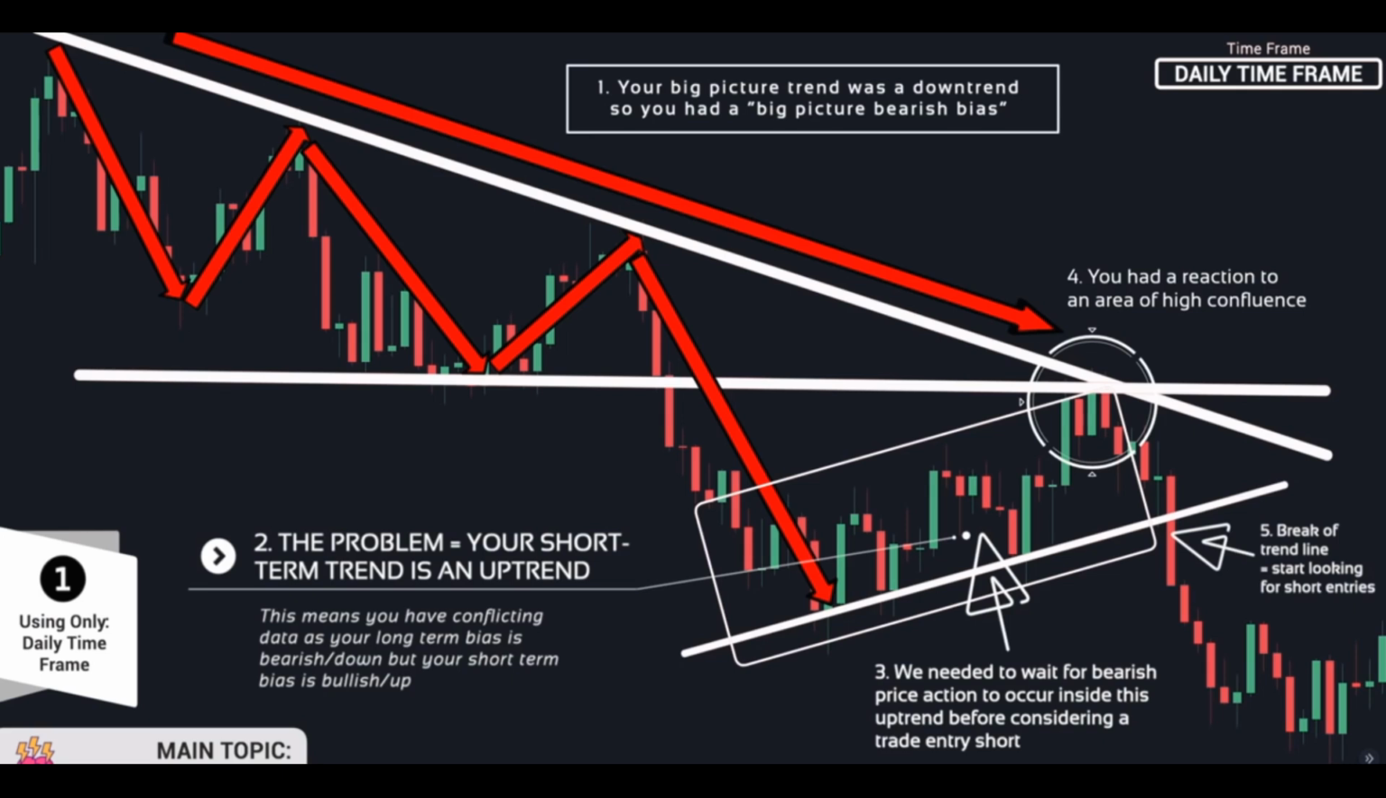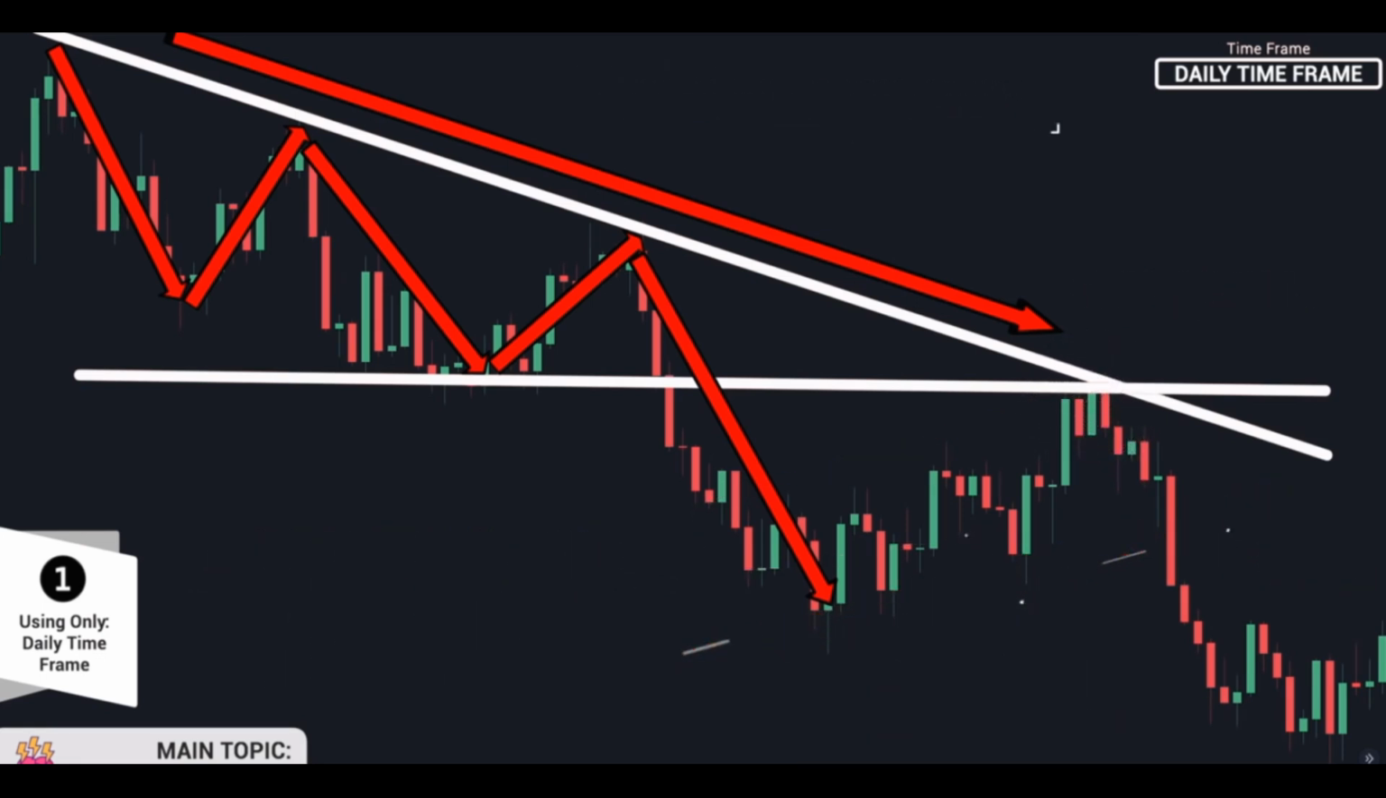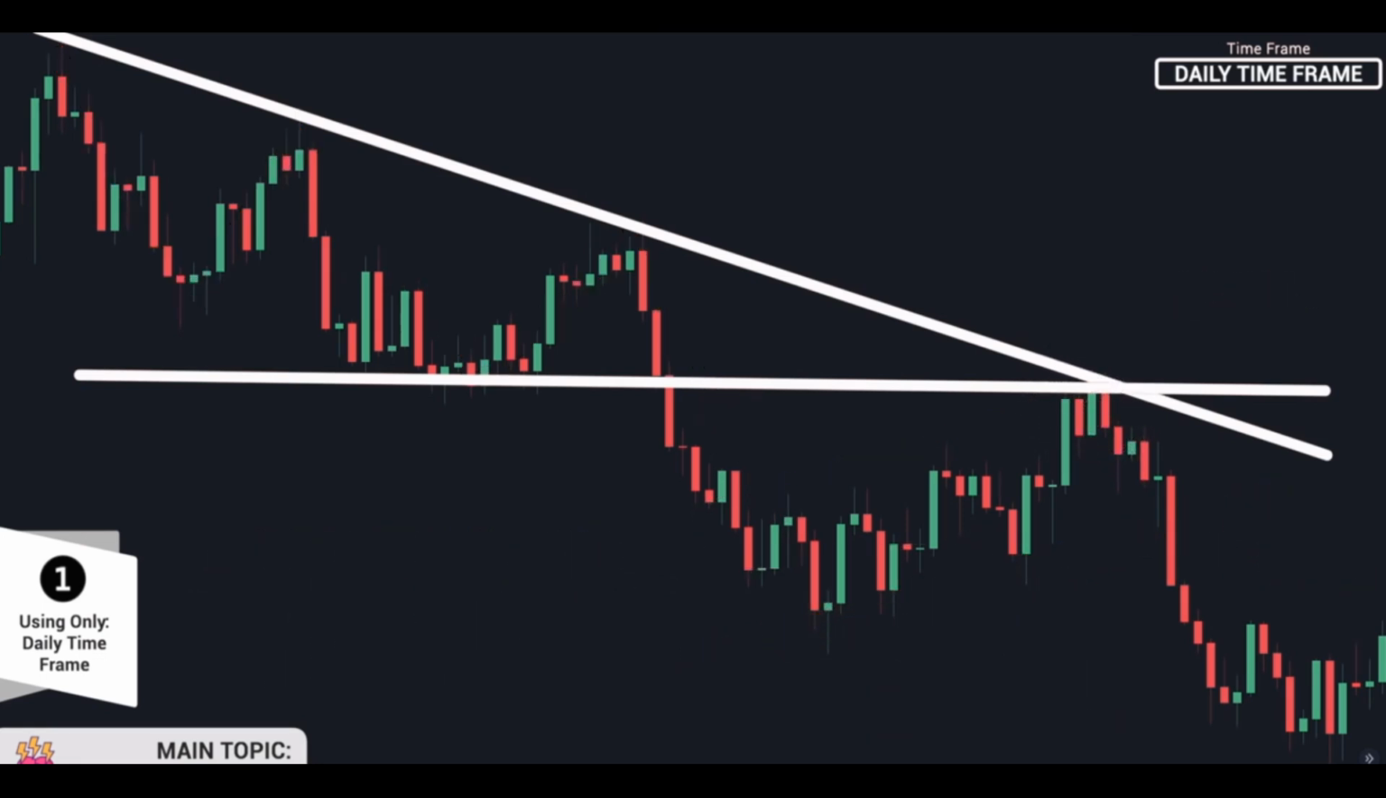You could then take a trade on the break of the trend line, a trade through the intraday timeframes, through a momentum play, or using any of the other strategies, as you now have your directional bias confirmed as short or down.